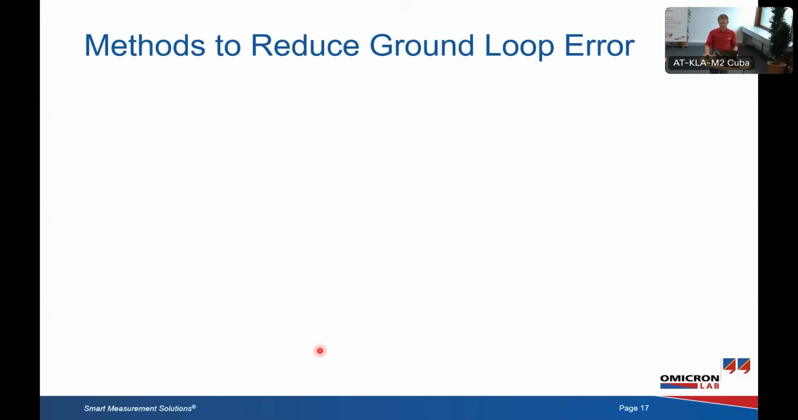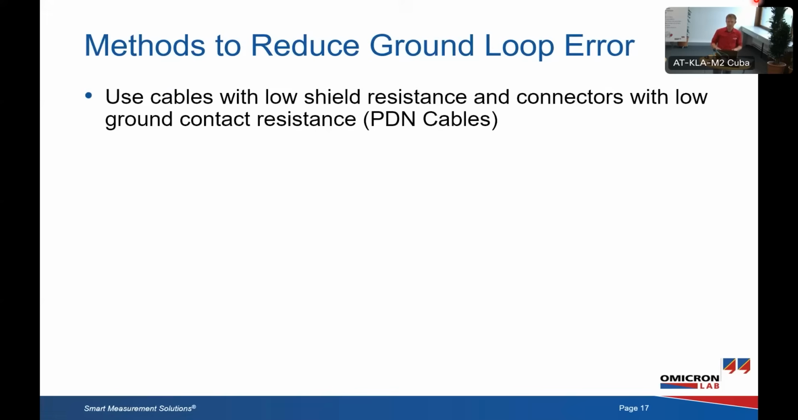So there are some ways to reduce that ground loop error. One possibility is to use cables with a low shield resistance and connectors with low ground contact resistance. One example would be the PDN cables that have a triple shield, so pretty low shield resistance, and screw type connectors like SMA and N that have a pretty low and repeatable ground resistance when you screw them on.